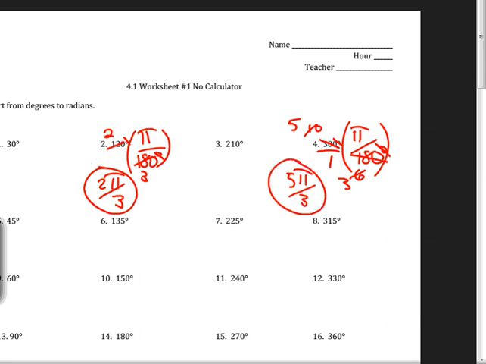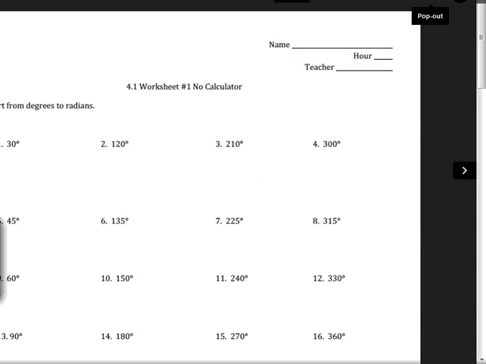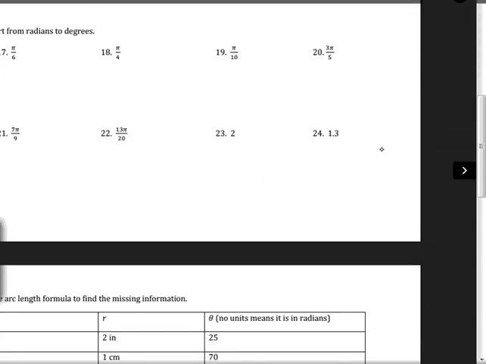I think you're getting the idea there. All right, let's move on to convert from radians to degrees. He never showed us that. Well, it's the same exact thing. You just got to multiply by a fraction, except this time instead of pi over 180, it's 180 over pi.